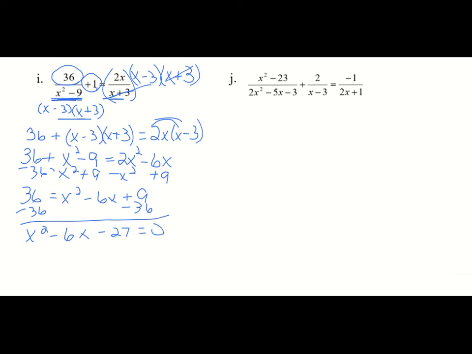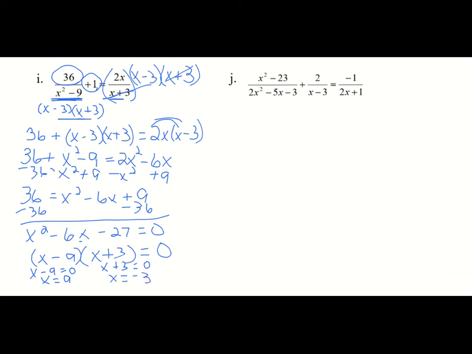And this will factor to 9 and 3 make 27, which also gives me a negative 6. So x minus 9, x plus 3. So when I set it to 0, x here, I would add 9 to both sides, so x is going to equal 9. And here, x plus 3 equals 0. I would subtract 3 from both sides, so x will equal a negative 3.